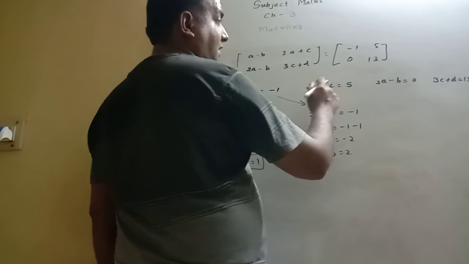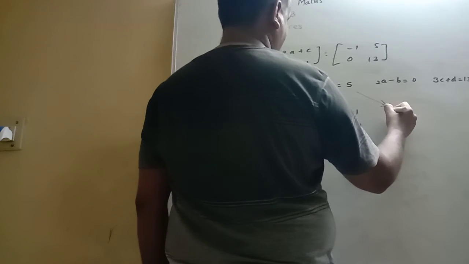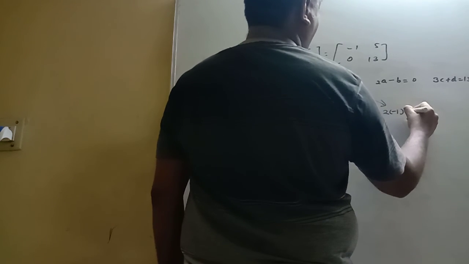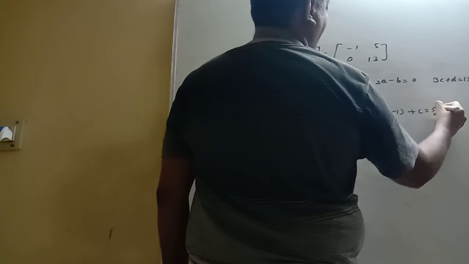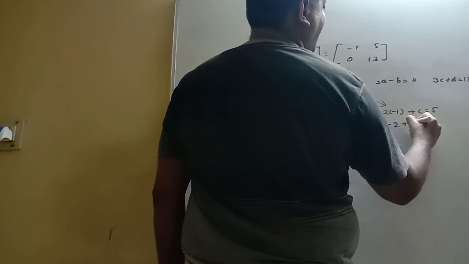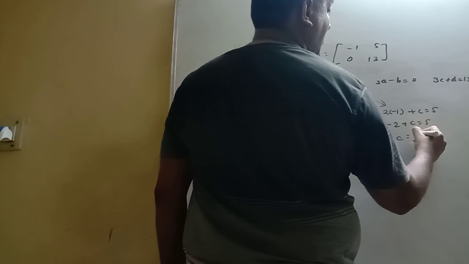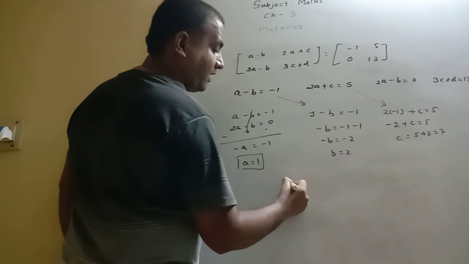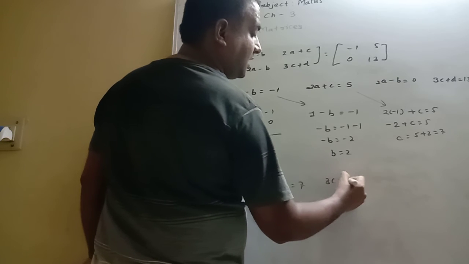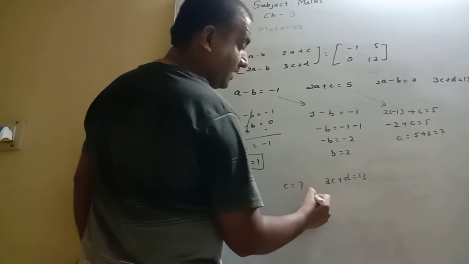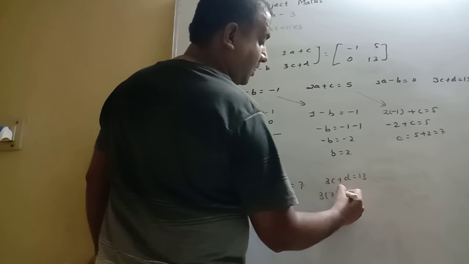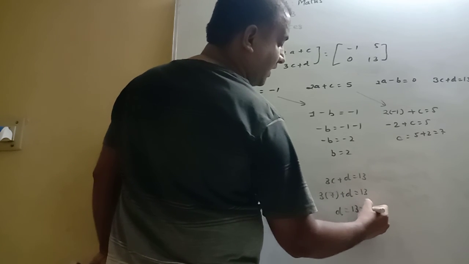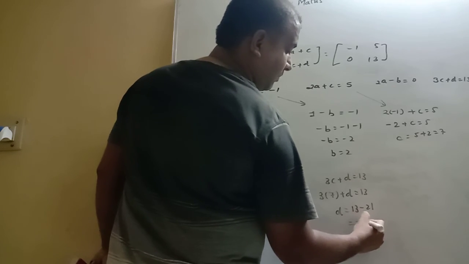Now A equals to 1, we substitute in this equation. Then 2 into 1 plus C equals to 5. So 2 plus C equals to 5. So C equals to 5 minus 2, 3. Now C, substitute in 3C plus D equals to 30. Then 3 into 7 plus D equals to 30. And so D equals to 30 minus 21. That will be minus 8.